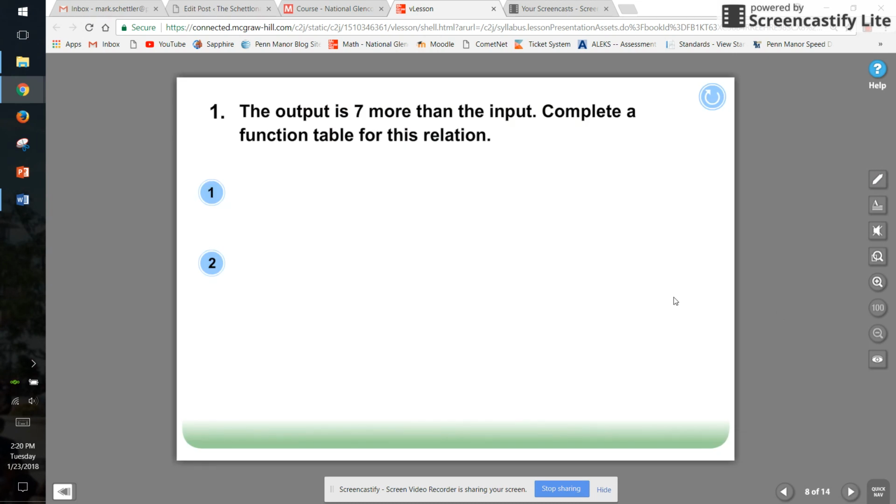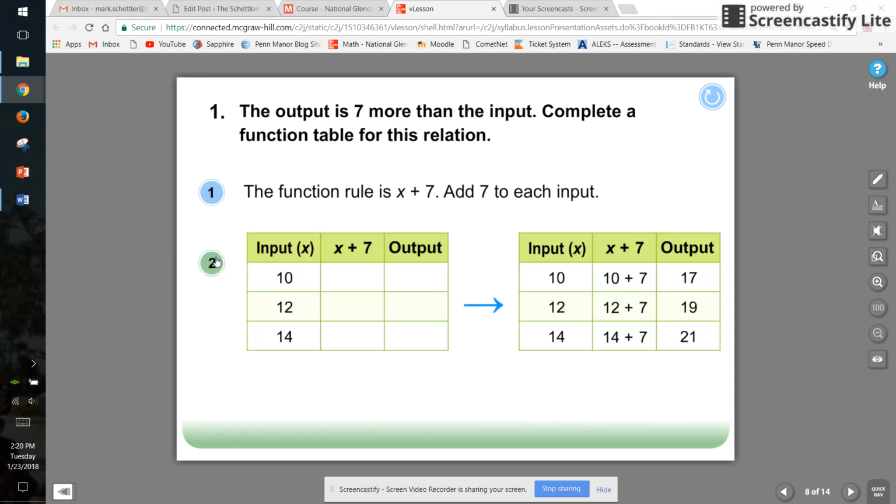Now, let's take a look at what this would look like. If I was working with this problem, output is 7 more than the input. Our function rule that we could come up with is x plus 7, x being our variable, our constant being 7. What would our table look like? Well, it would look like that.